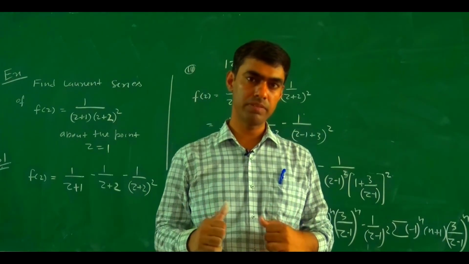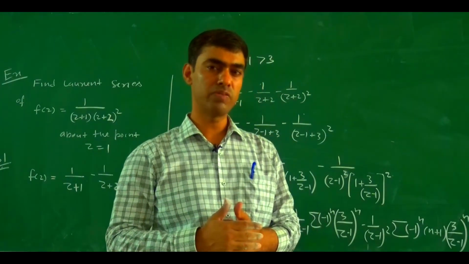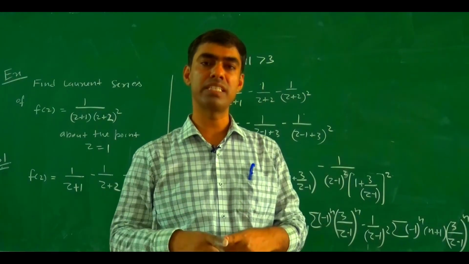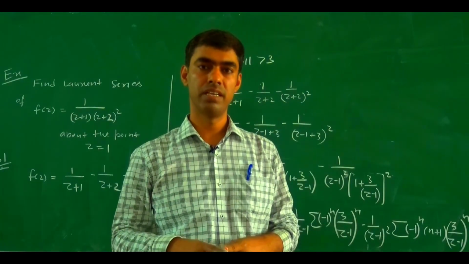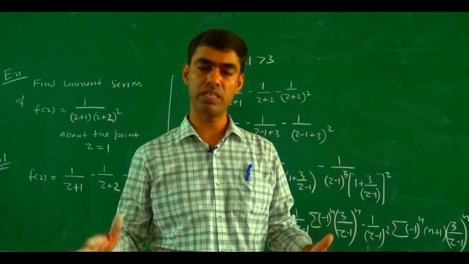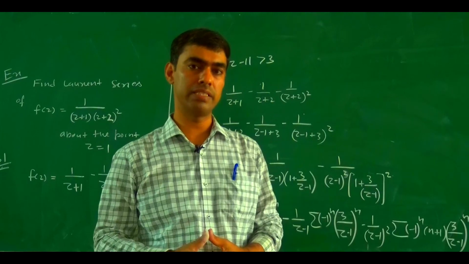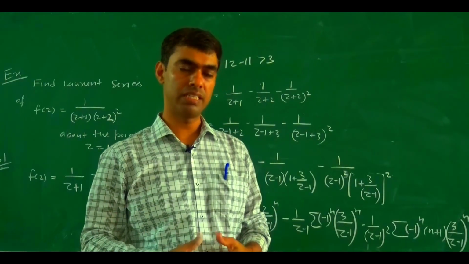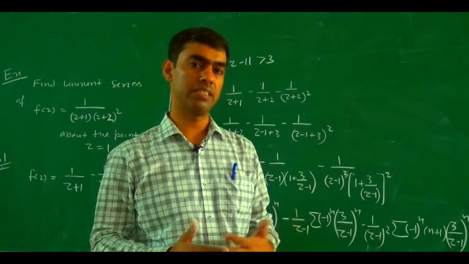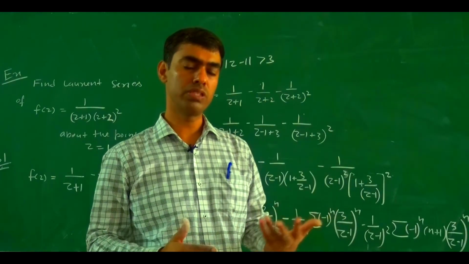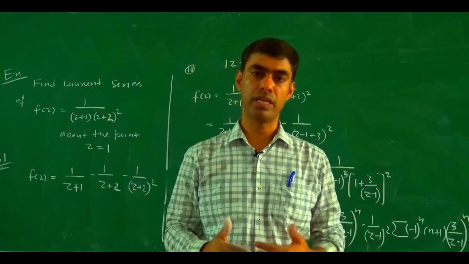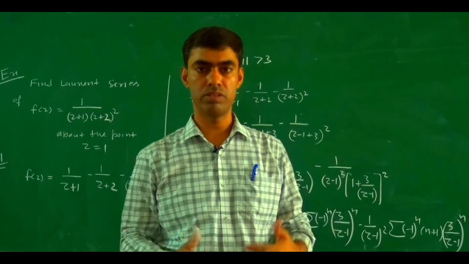If we closely observe, the first one is what? At z equal 1, the function is analytic. So the first one is a Taylor series, Taylor part. Because inside mod of (z minus 1) less than 2, the function is analytic everywhere in this region. But the second and third cases are what? Laurent series expansion. Because there are two singular points, we are able to find at most two Laurent series expansions. So this one is all about this lecture.